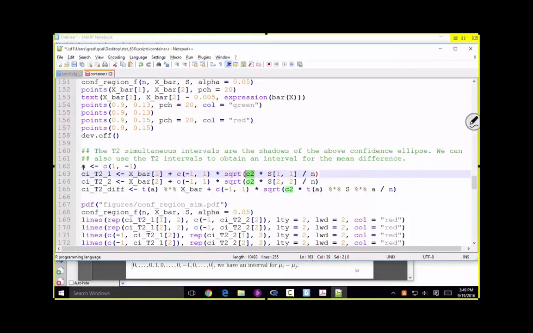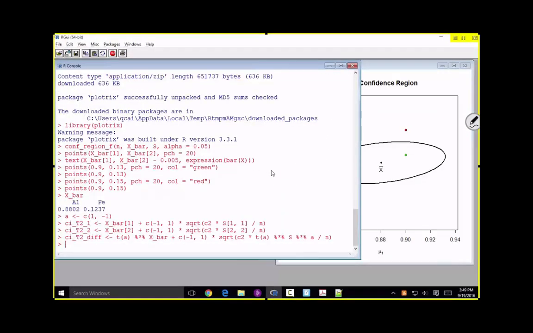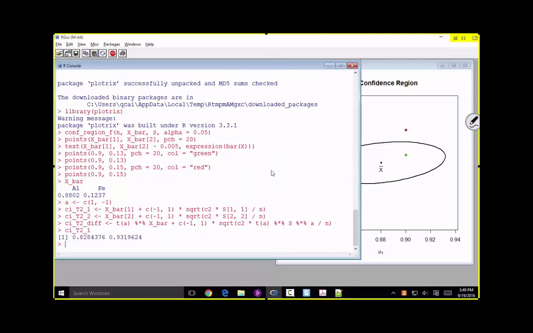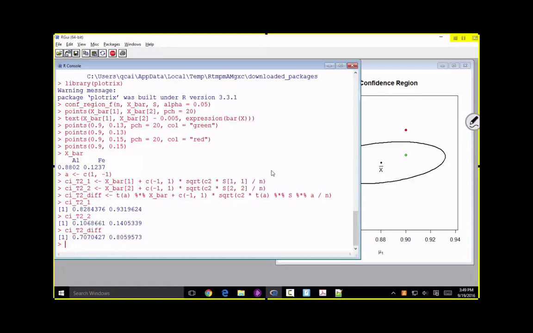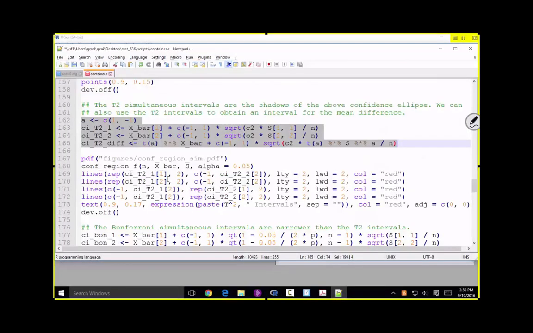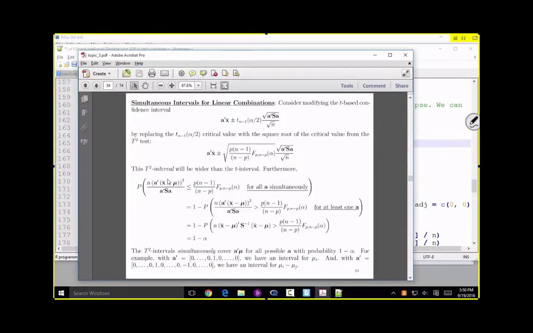Here I'm computing 3 intervals, one for mu1, one for mu2, and one for their difference. There's my interval for mu1, my interval for mu2, and my interval for their difference. I could publish all 3 of those and correctly say they simultaneously cover with probability 0.95. That's one way to do simultaneous intervals.